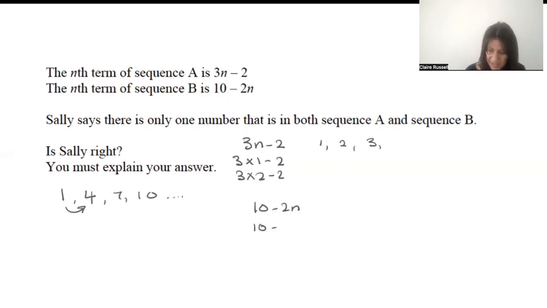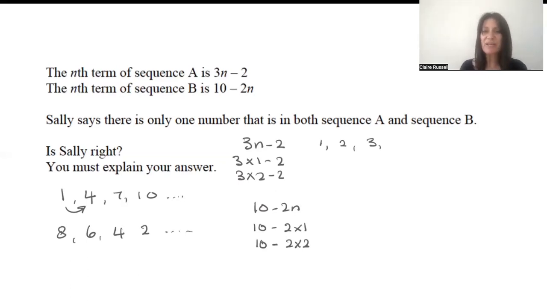So 10 minus 2 times 1 is 10 take 2, which is 8. And then 10 minus 2 times 2, which is 10 take 4, which is 6. I could keep going or spot that the pattern is now decreasing by 2. And I've got a feel for that one. So one is increasing, the other is decreasing.